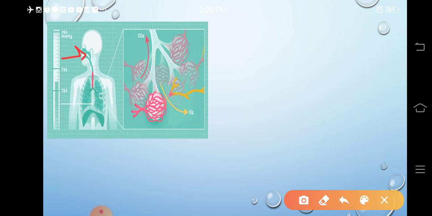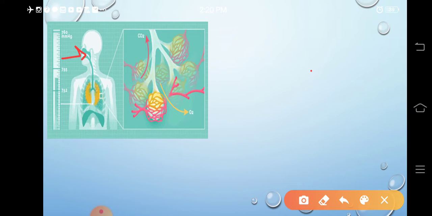The definition of respiration is inhaling, meaning intake of oxygen, and exhaling, meaning giving out carbon dioxide. This is the process of respiration in human beings. Humans use respiratory organs like the nose, trachea and lungs for their respiration.